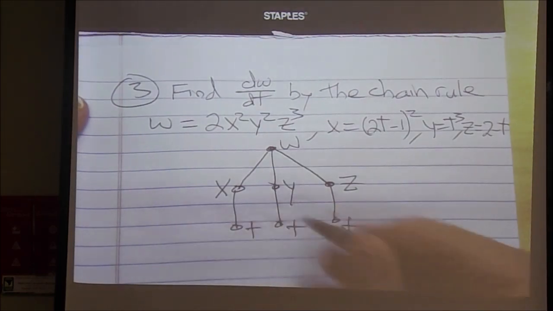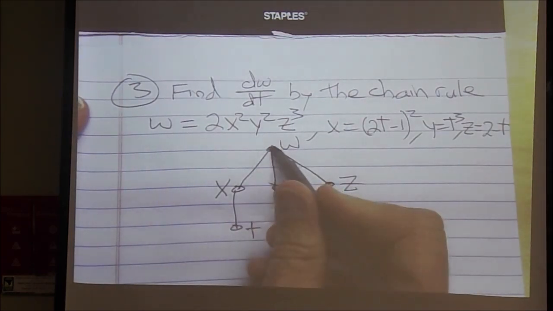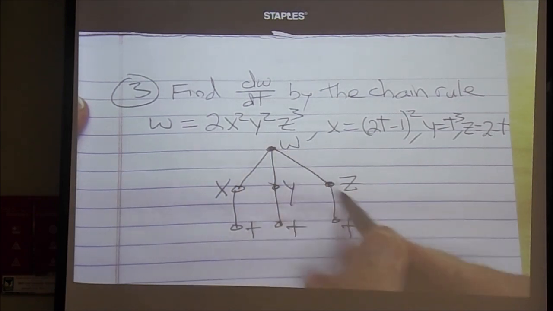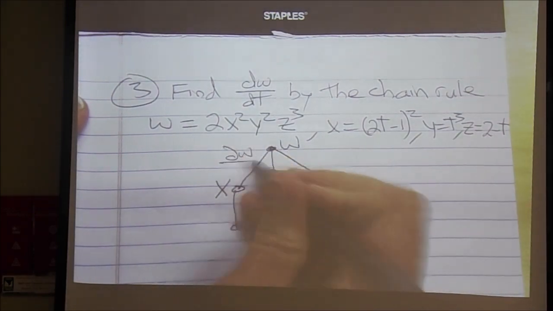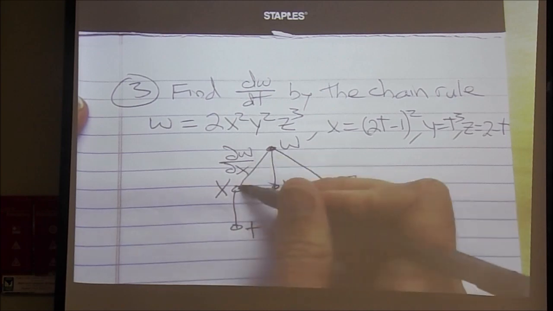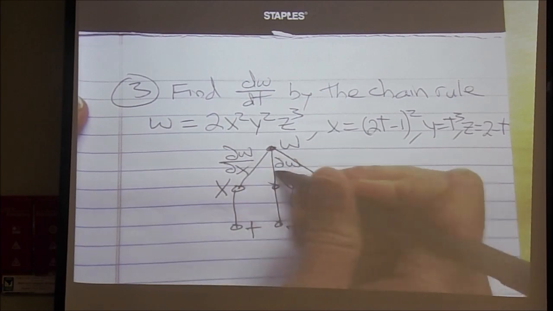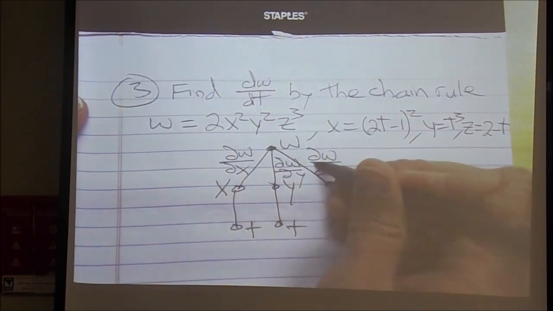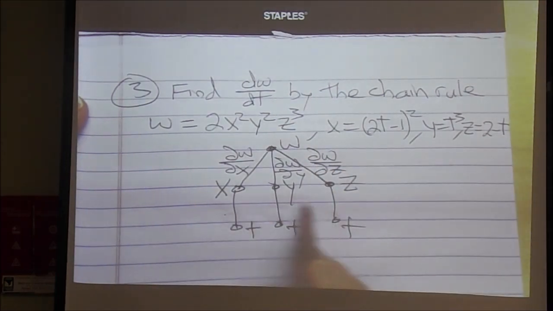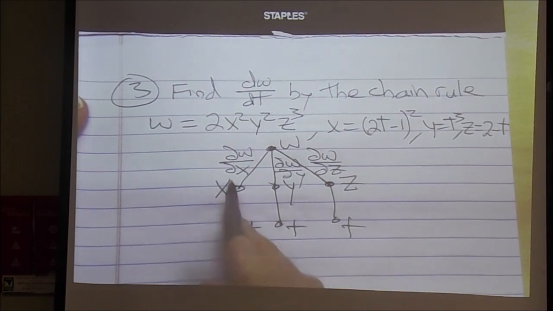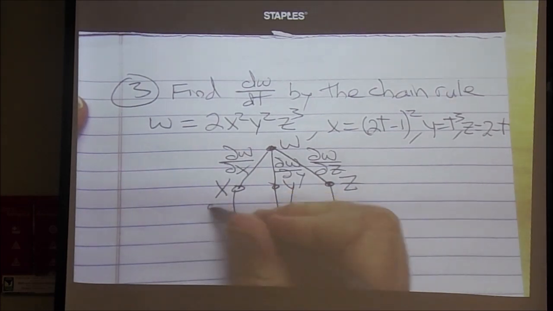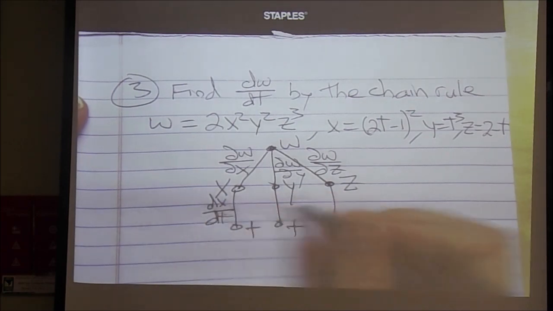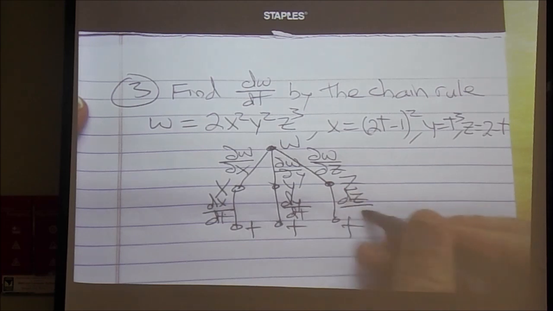So what you can do is go through, and on every path from w down, you put a partial derivative. Here's partial of w with respect to x, since I go from w to x. Partial derivative of w with respect to y when I go from w to y. And over here, partial of w with respect to z. Now in each of these paths, I only have one dependent variable, so I write an ordinary derivative. I'll write dx/dt, dy/dt, dz/dt.